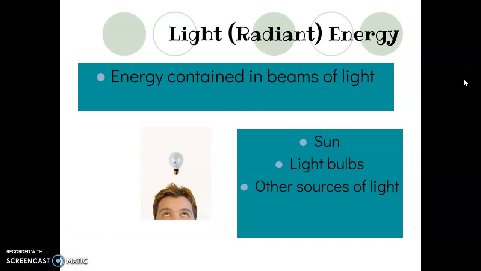Light or radiant energy is energy contained in beams of light. This would come from the sun, light bulbs, or any source of radiant light. Now, you guys have been through both biology and earth science at this point, so you know that the sun is the source of energy for photosynthesis, which is how plants make their food. And then, of course, we eat the food for respiration so we can get our own energy.